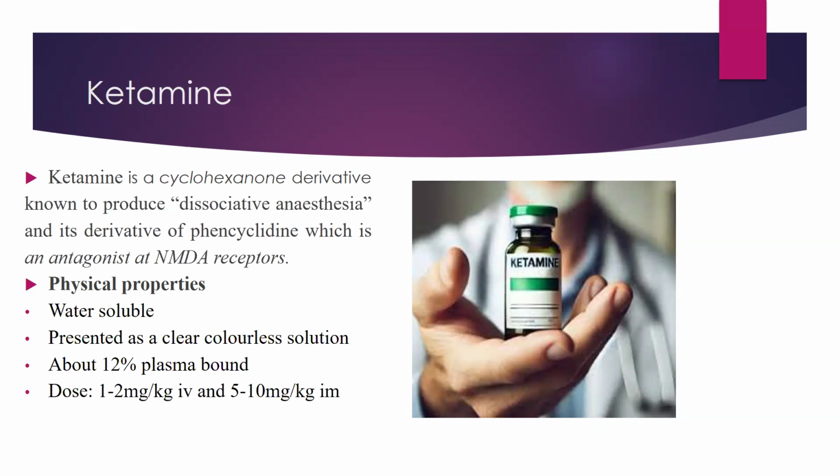It is a cyclohexanone derivative of phencyclidine, and it's known to produce the commonly known dissociative anesthesia, and its mechanism of action is antagonism at the NMDA receptors. Ketamine is water soluble. It's presented as a colorless solution. About 12% of it is bound to plasma. The dose is dependent on the route. IV is 1 to 2 milligram per kg. IM is higher, 5 to 10 milligram per kg.